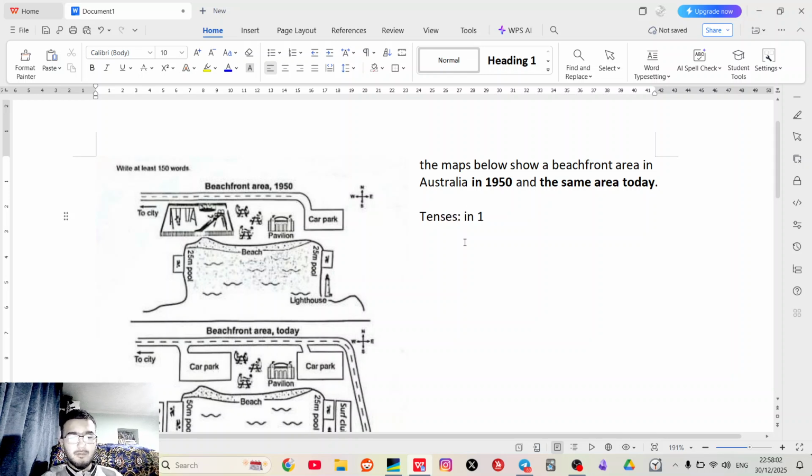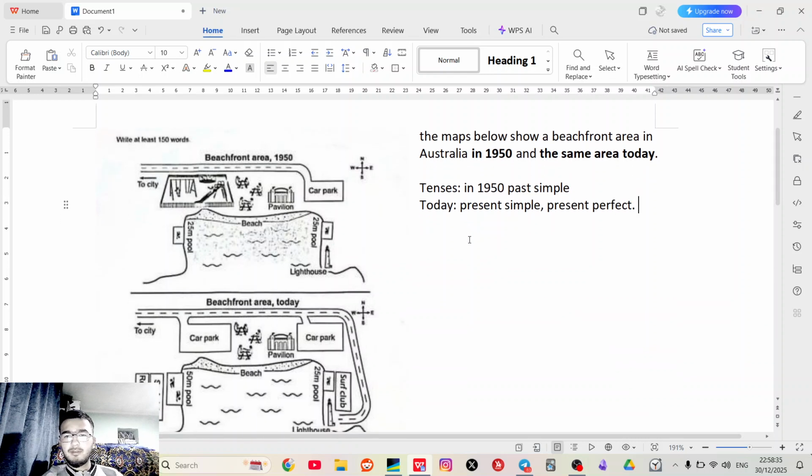So firstly, if I'm going to talk about facilities in the beachfront area in 1950, I'm going to use only the past simple tense. However, if I'm going to describe changes that have happened so far, I mean up to today, I'm going to use present simple and present perfect. Yes, these ones. Present simple and present perfect, and that's enough.